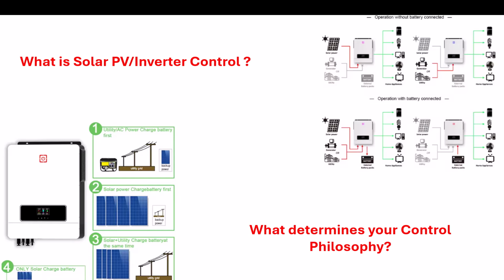So the system boundaries basically determine your control philosophy. The system boundaries of your inverter will basically determine the control philosophy that you have. A philosophy is just a way of how you will manage and control the different aspects of your solar PV system.